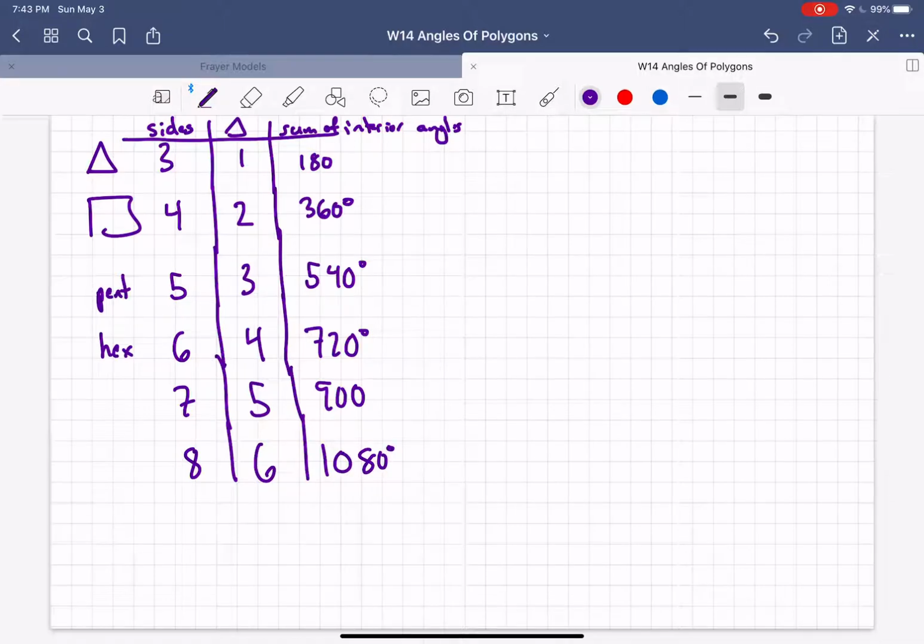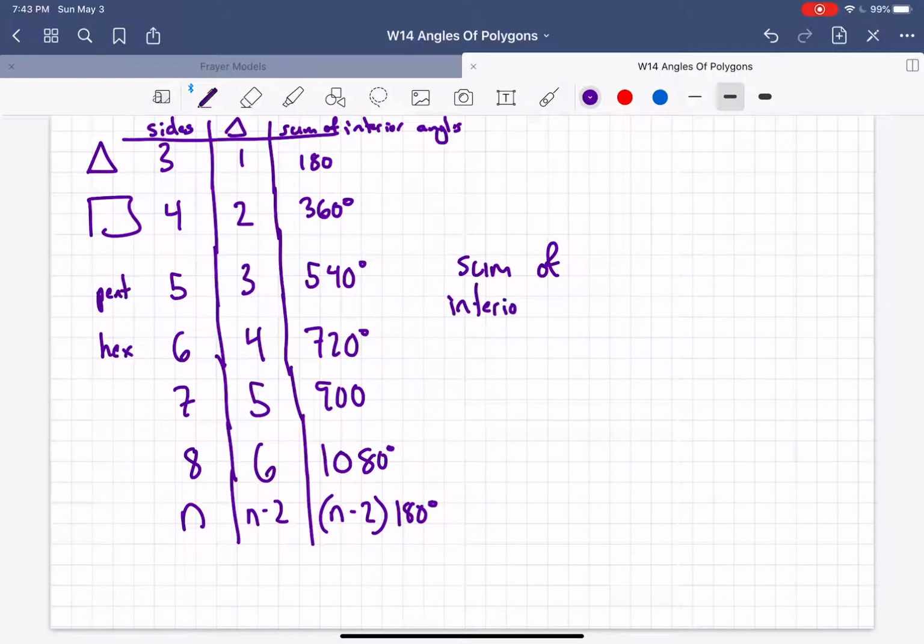We might see the pattern here. If we have n number of sides, that means we do n minus 2. That's the number of triangles that we have. And then our math was just n minus 2 times 180. So that's our formula. Let me write that here. The sum of interior angles is equal to n minus 2 in parentheses times 180.